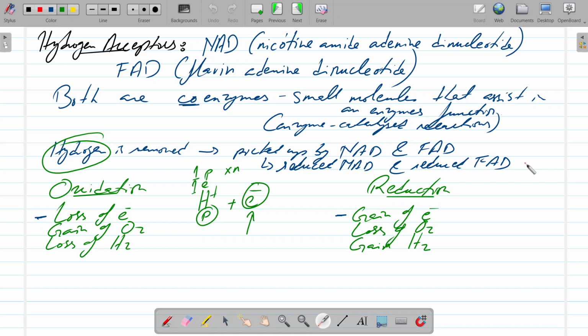Right, to keep in mind that oxidation occurs when an electron is lost, oxygen is gained, or hydrogen is lost, and similarly reduction occurs when an electron is gained, oxygen is lost, or hydrogen is gained.